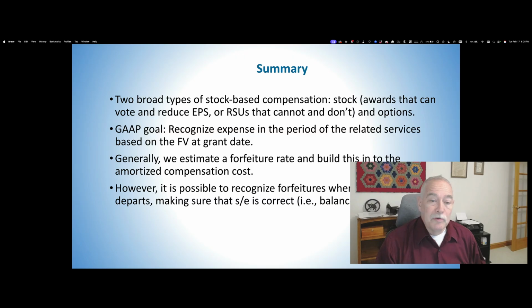Finally, to summarize, there are two broad types of stock-based compensation: stock and options. The stock can be in the form of actual stock or restricted stock units. The goal here is to recognize expense in the period of the related services based on the fair value at the grant date. Generally, we estimate a forfeiture rate and build this into the amortized compensation cost. However, it is possible to recognize forfeitures only when the employee departs.